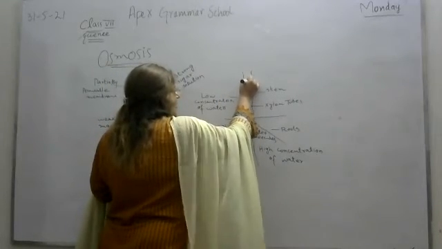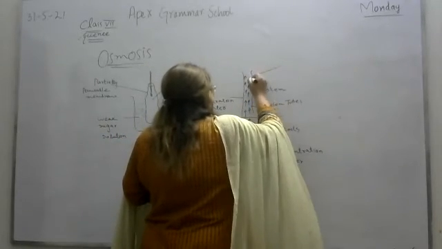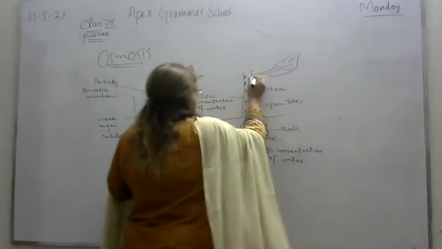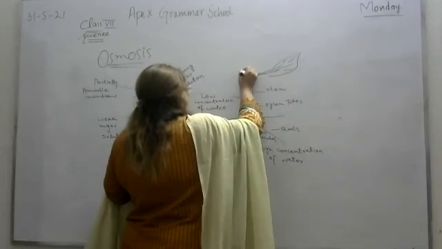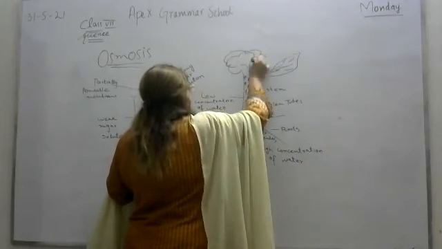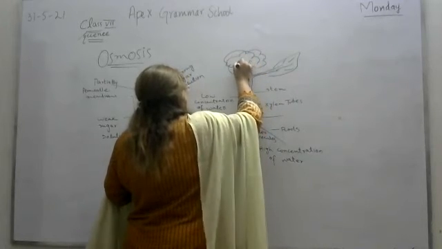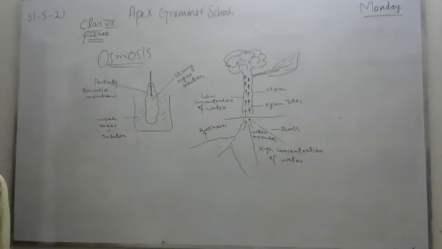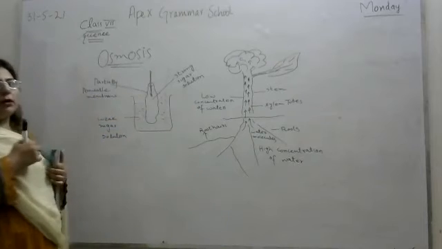Definitely the plant also has leaves and flowers, so this water should reach every part of the plant. This water will move towards the leaves, and it will also go towards the flower. So this is a process in which water goes from higher concentration to lower concentration. This whole process is called osmosis.